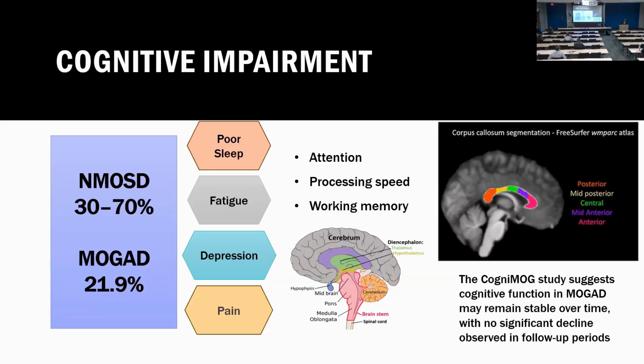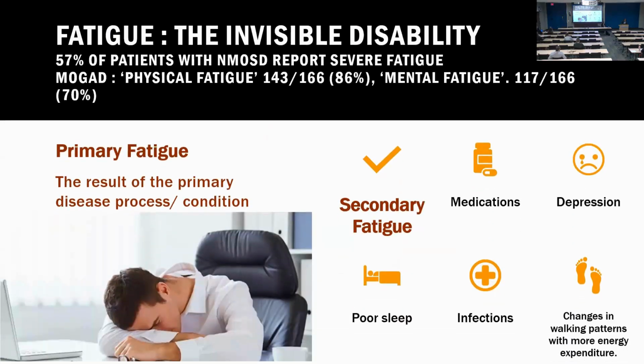So in NMOSD, 30 to 70% may have those kinds of issues. In MOGAD, the incidence is a little bit lower. They also did a CogniMog study, and they said that the cognitive function in MOGAD may remain stable over time, but no significant decline observed in follow-up periods.